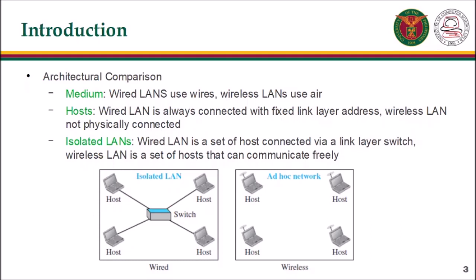The concept of a wired isolated LAN also differs from that of a wireless isolated LAN. A wired isolated LAN is a set of hosts connected via a link layer switch. A wireless isolated LAN, called an ad hoc network in wireless LAN terminology, is a set of hosts that communicate freely with each other. The concept of a link layer switch does not exist in wireless LANs.